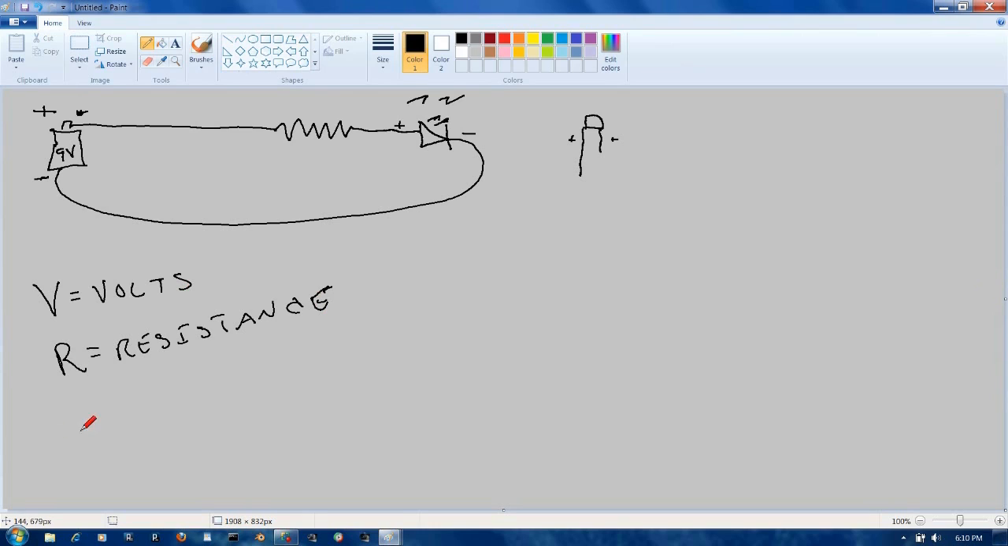Sorry about that. And I will eventually get used to this drawing tablet. And I equals, in this case, we're just going to use milliamps right now. Most of our circuits are going to use milliamps. We're not going to go up to amps.